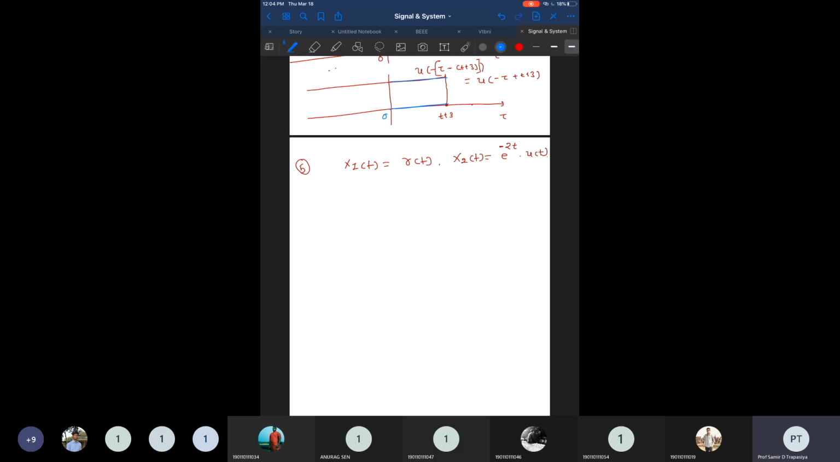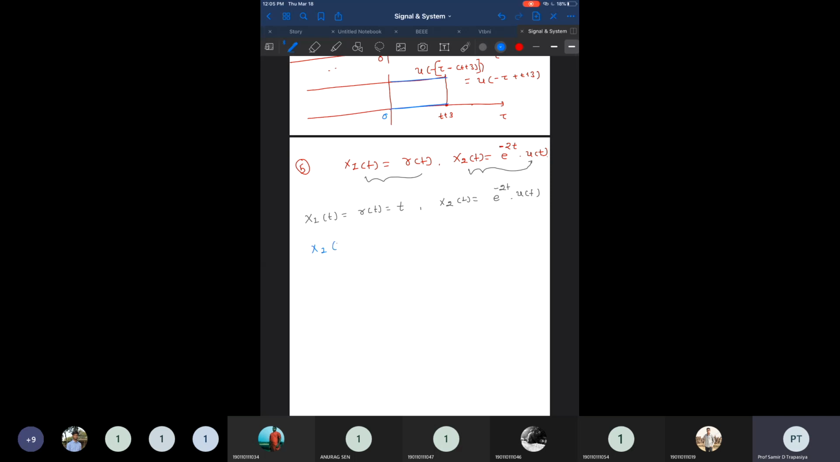So we have now finally come to the last example for today's session, where we find the convolution between two signals. x1 of t is r of t, the ramp signal, which can be represented by t, and the second signal is x2 of t equal to e raised to minus 2t into u of t, right? So here both signals exist, so x1 of t is equal to t, and x2 of t is e raised to minus 2t into u of t.